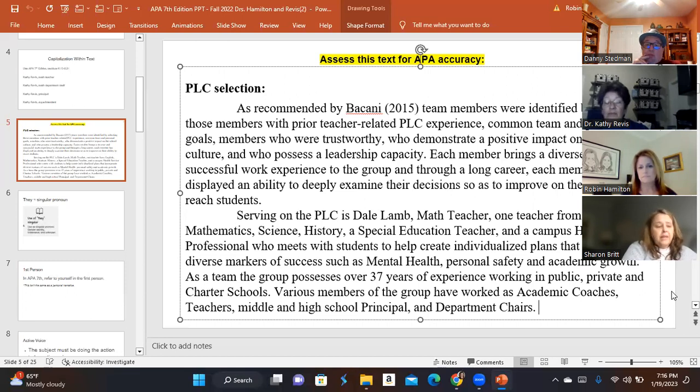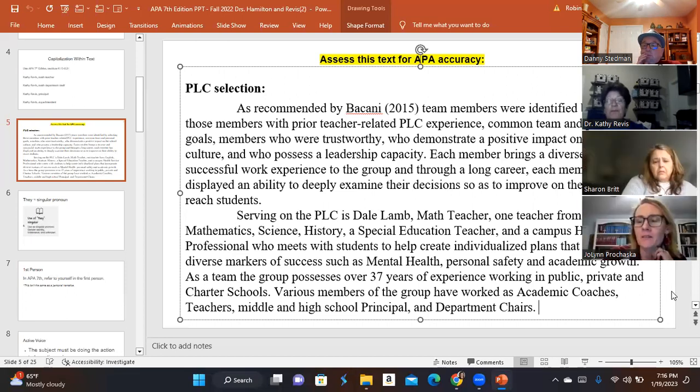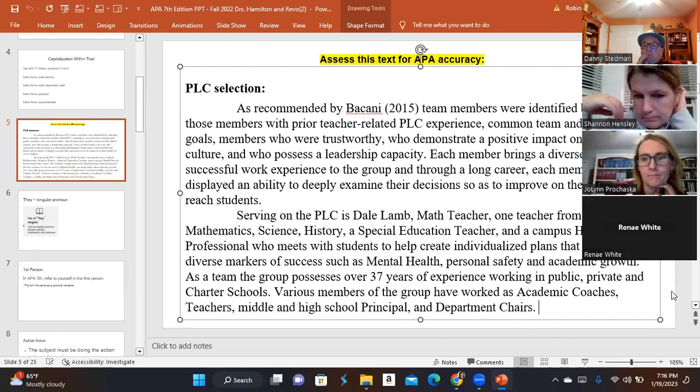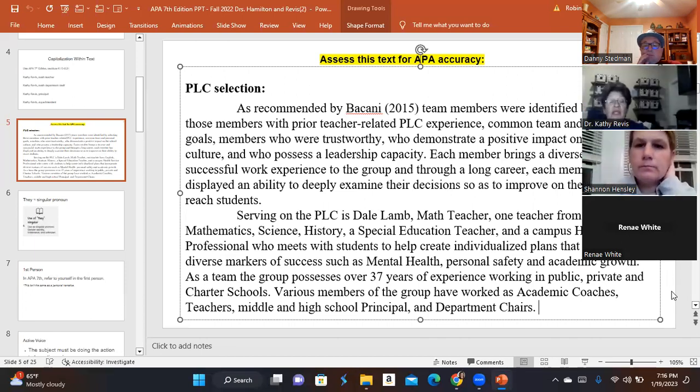Okay, thanks. So looking at the rest of that last paragraph, look for capitalization issues. Do you see any more capitalization issues? The last sentence. Principal, academic coaches, principal, looks like it needs to be lowercase. Department. And coach. Mental health. Correct. Academic coaches, teachers, principal, department chairs, all of those would be lowercase.